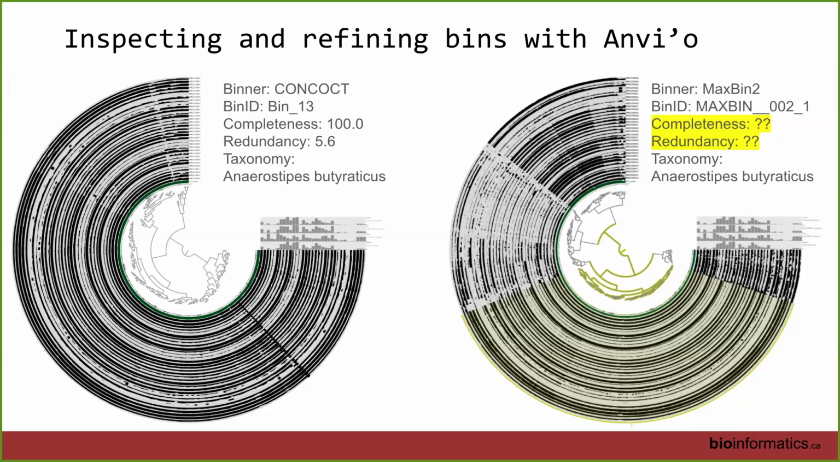The one on the left was made by CONCOCT, which is a binner, a type of binner, and then MaxBin 2 is another strategy of binning. You're gonna get the opportunity to use both of those. And so just because MaxBin made this conglomerate, don't throw shade at MaxBin. Sometimes it does a really good job, and sometimes CONCOCT does a really terrible job.